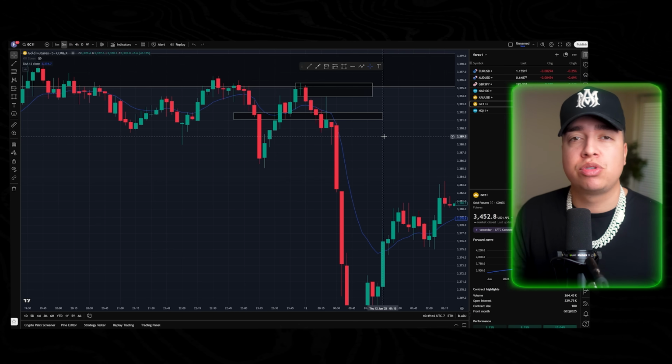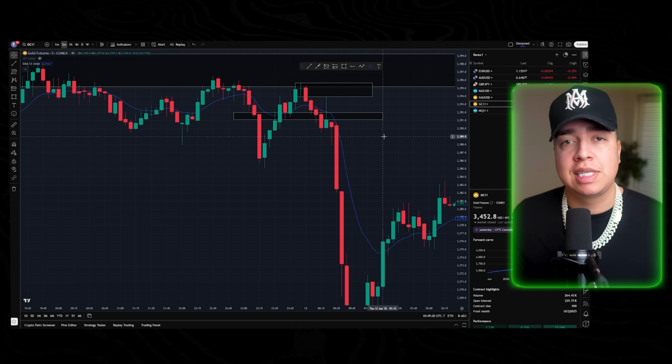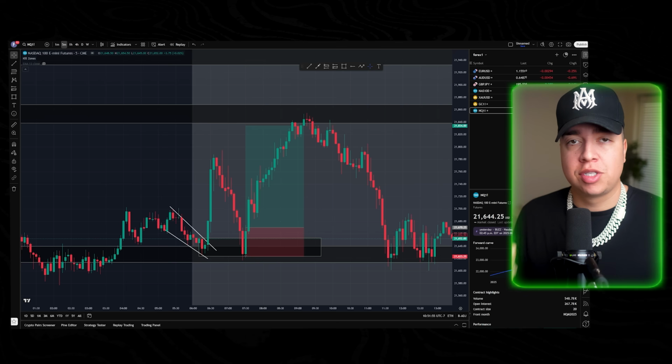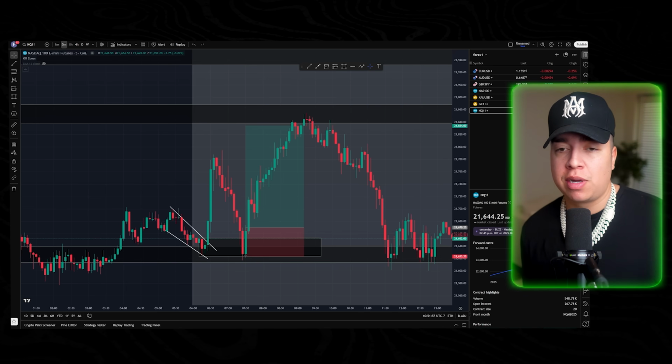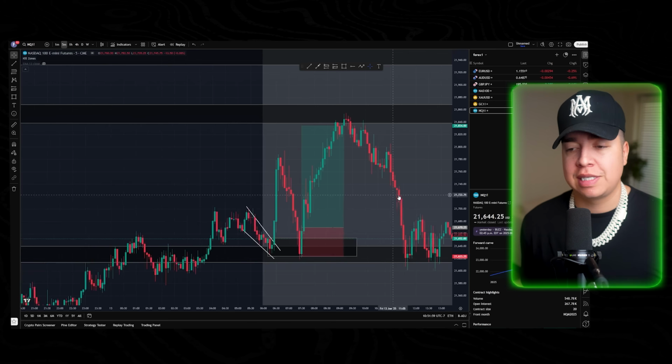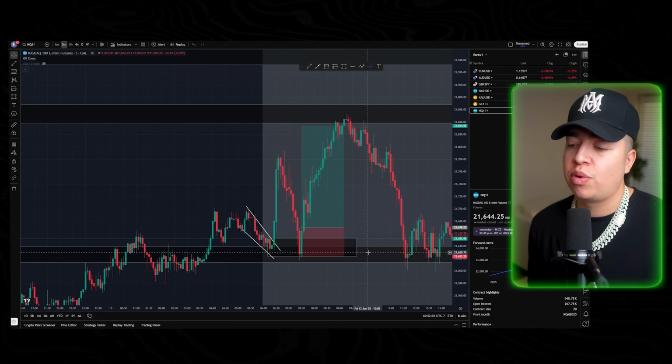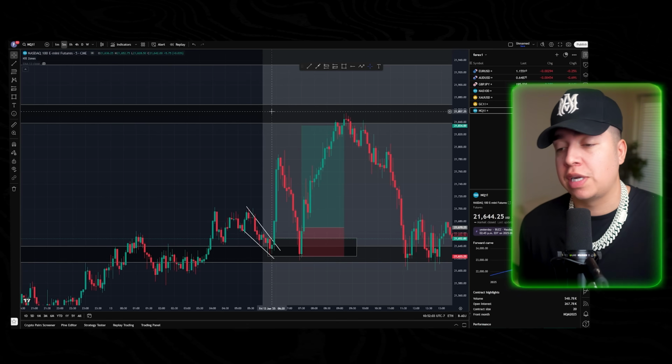Now I'm going to walk you through 2 trades that I took live for you to see how I use it on an everyday basis. So for this first trade, this is exactly what I was looking for. After doing a top-down analysis, I drew these 2 zones, right? This is my support and resistance. This is my resistance on the H1 time frame.